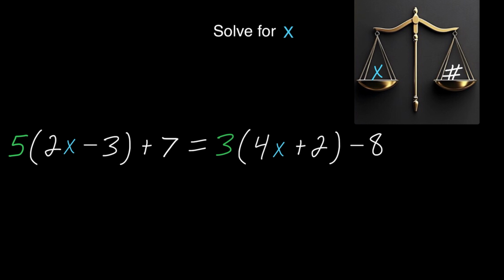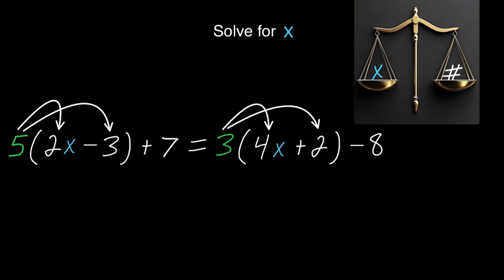Same thing. X or variables go on the left-hand side, and all the numbers go on the right-hand side. So here we have another linear equation, and it's a little bit more complex. We got some parentheses and stuff. But let's go ahead and tackle this. The first thing we have to do is use the distributive property to multiply this 5 by everything in here: 5 multiplied by that 2x, 5 multiplied by that negative 3, this 3 multiplied by that 4x, and this 3 multiplied by that 2.